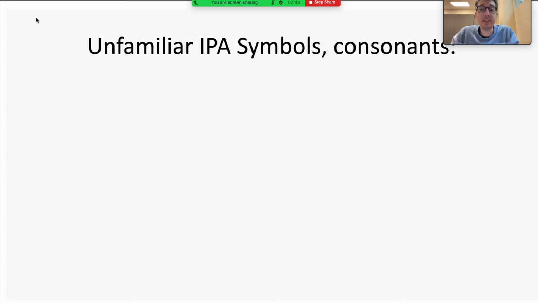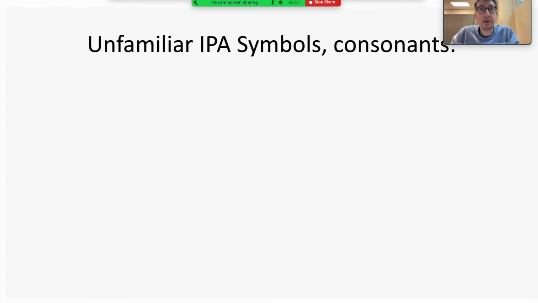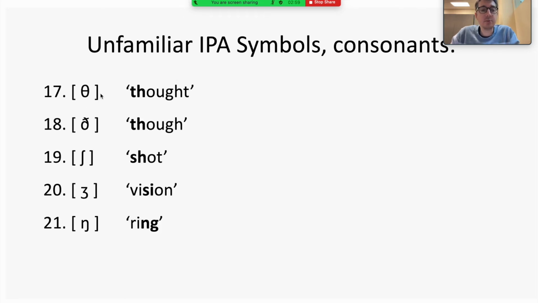All right. Now, unfamiliar IPA symbols. While the previous symbols were familiar to us, there are certain symbols that are unfamiliar, and we use them in English. This one is called theta, and we use it in words such as thought or think, right? This one is called eth, and it's used in words such as though, thus, therefore, this, and the word the, which we use very often in English. It's a computer, it's the computer, right?